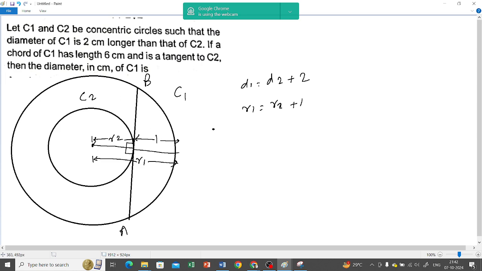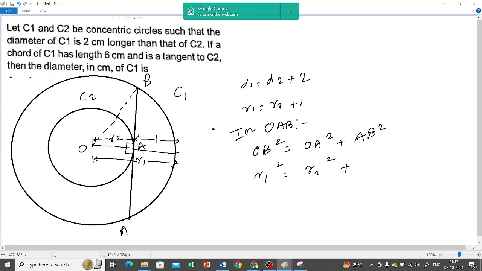So if I join this one, in triangle OAB, OB square is equals to OA square plus AB square. What is OB square? OB square is the radius of C1, that is R1 square. What is OA square? Radius of C2, which is R2 square. And what is AB? Now see.